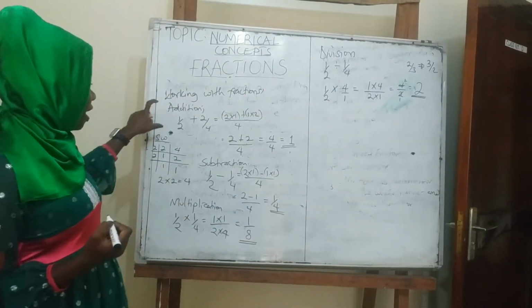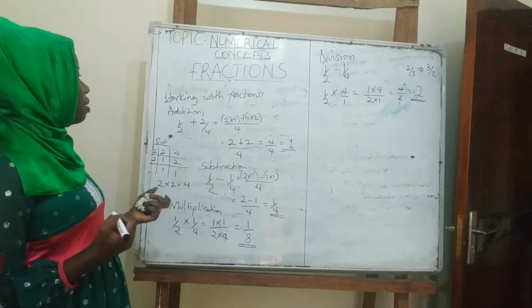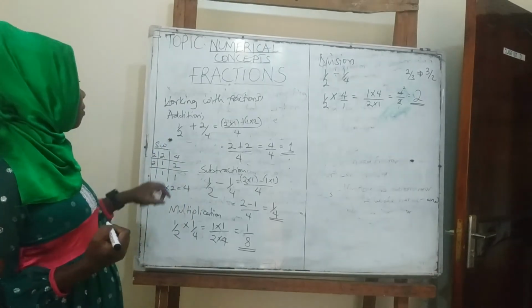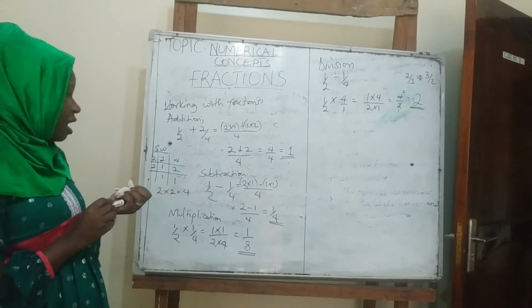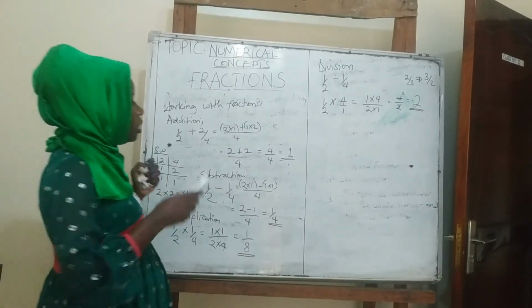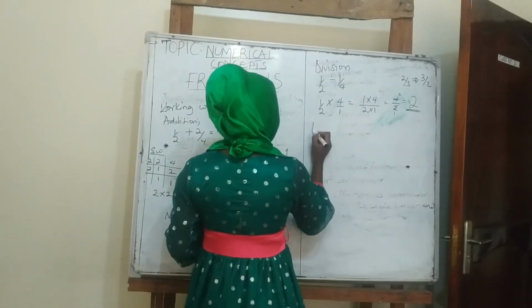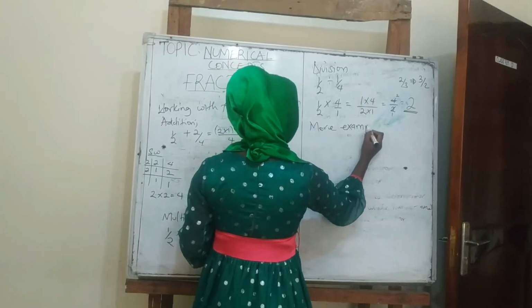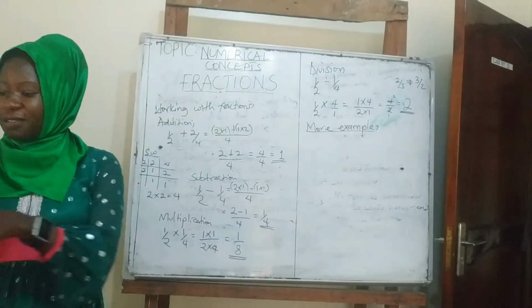Like we have addition, subtraction, multiplication, division. Then what about if we need numbers that are combined? In one number we have addition, we have subtraction, we have all of them in one number. We have to still follow the procedures. So we have more examples. This time round, heavy examples.